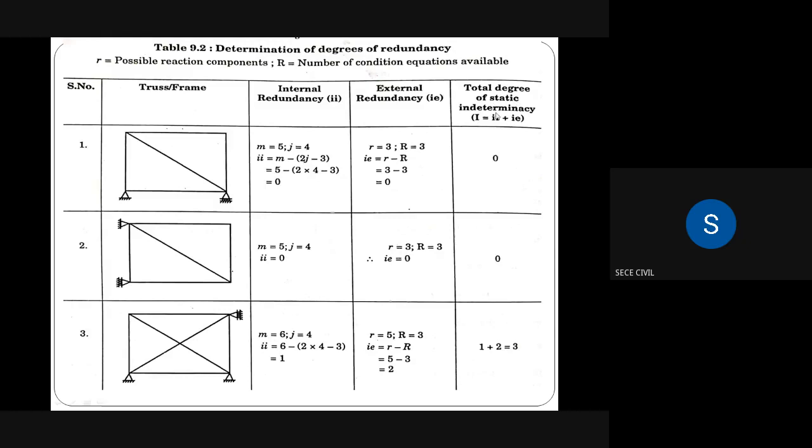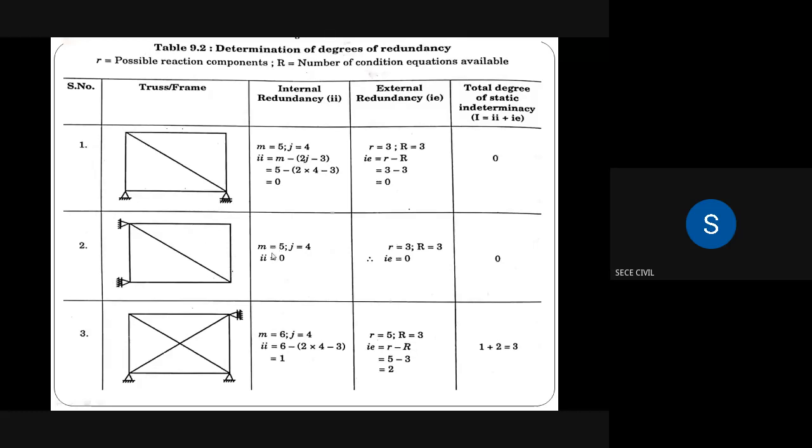Therefore, the total degree of static indeterminacy capital I is equal to II plus IE. The II value is 0 and the IE value is also 0 for the first figure. So the total degree of static indeterminacy is 0. The first figure is a determinate structure only. It is not an indeterminate structure, since internal and external redundancy are both 0. Now we'll see the second figure.